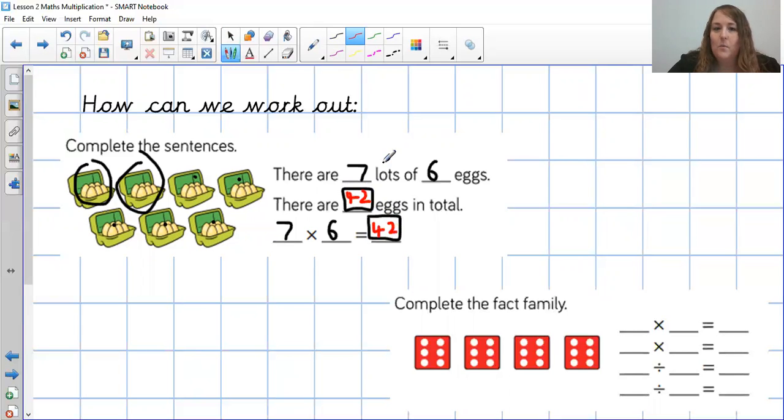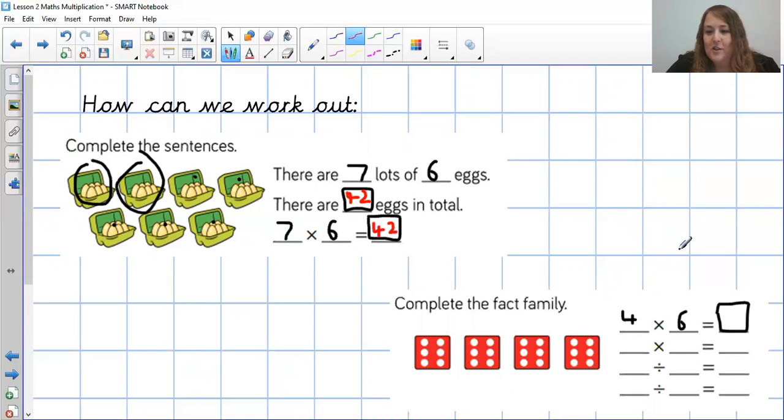Okay, down here then we have our dice, like I used right at the beginning. There are 4 dice, each showing 6. Can you work out the answers here? And can you show me the other ways that you can show that? Remember our fact families, the 4 different ways of showing it. Off you go in your books.